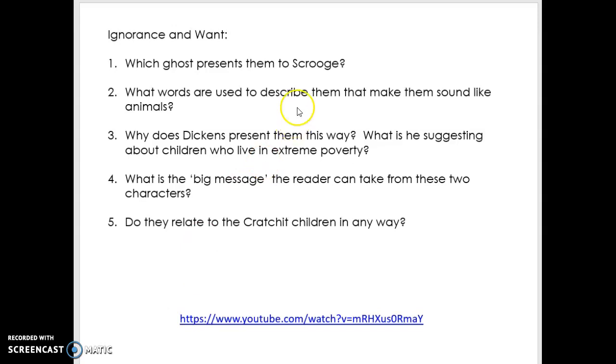Okay, so let's go through some answers then, which aren't endless. You might have slightly different things. The first one's nice and straightforward, isn't it? It's the Ghost of Christmas Present. The jolly ghost. So it's such an uplifting chapter with this jolly character, and then it ends with such a sinister note of these children being revealed to Scrooge.